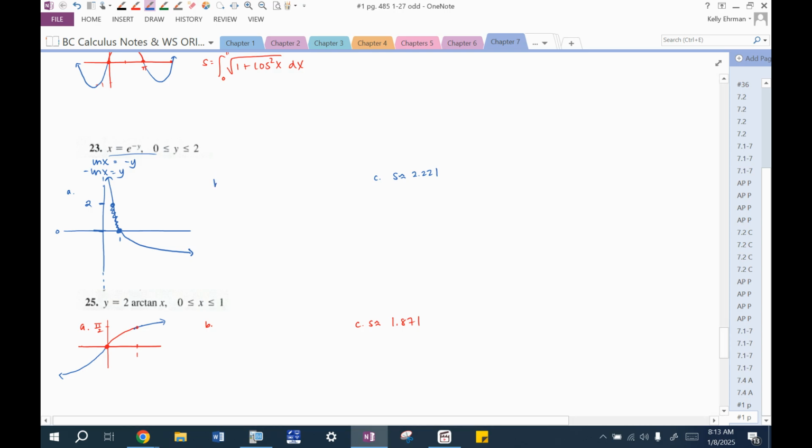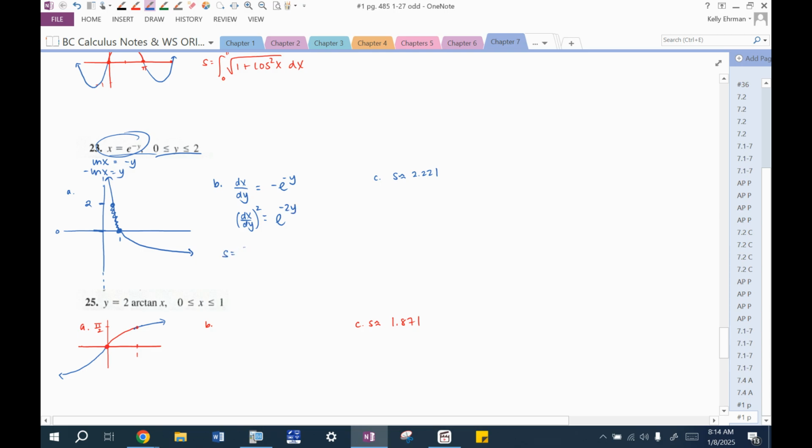Anyway, part B. So let's see. Because the equation is in terms of x, we're going back to dx dy, and because the bounds are in terms of y, there's no need to complicate it and switch everything around. Dx dy is equal to negative e to the negative y. Squaring dx dy, I get positive e to the negative 2y.